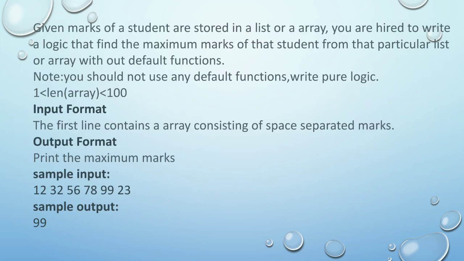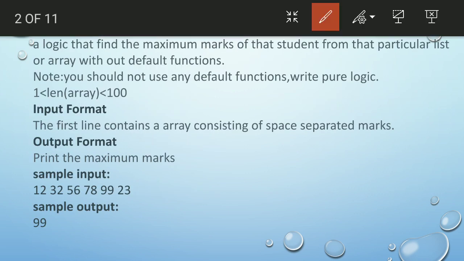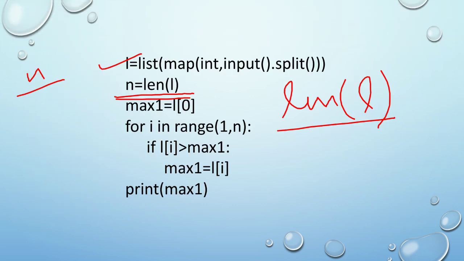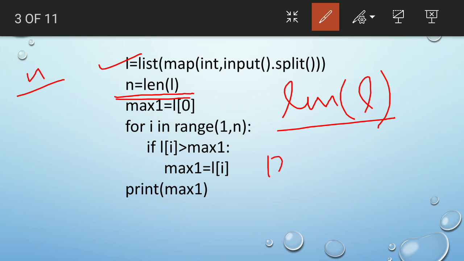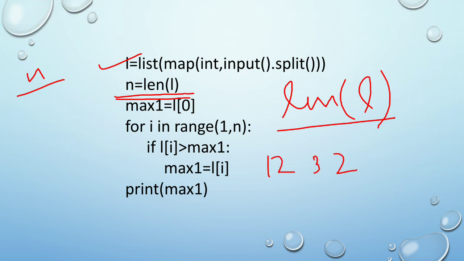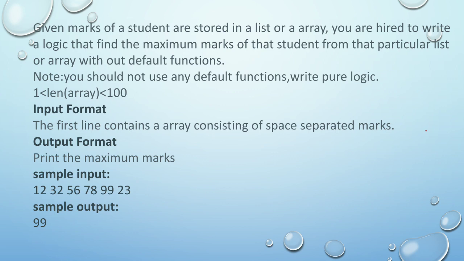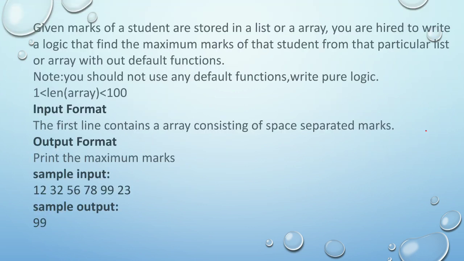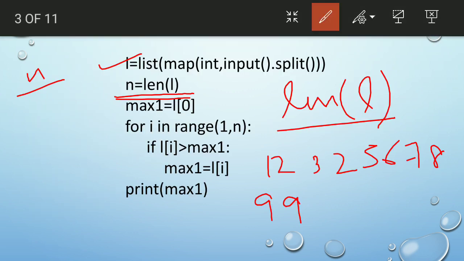So what is our input? 12, 32, 56, 78, 99 and 23. L contains these elements. This is the list of elements. So the size is 1, 2, 3, 4, 5, 6. So n contains the value of 6.